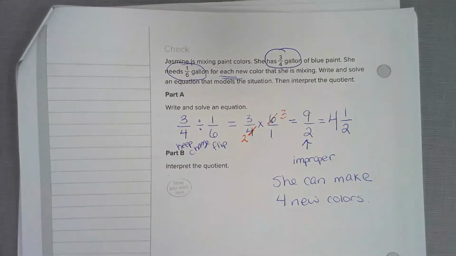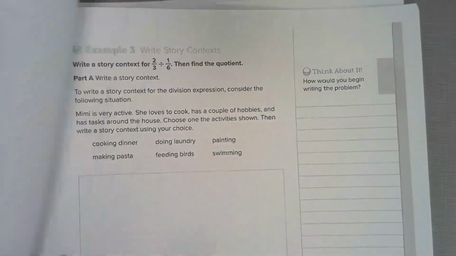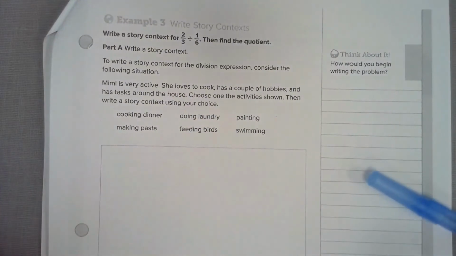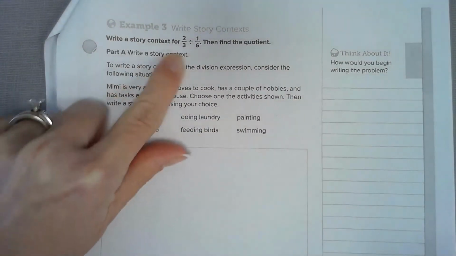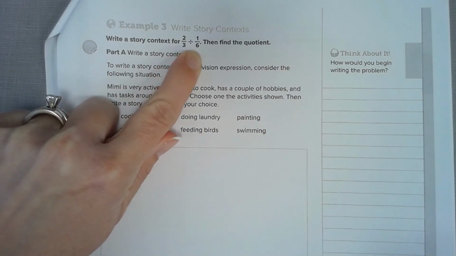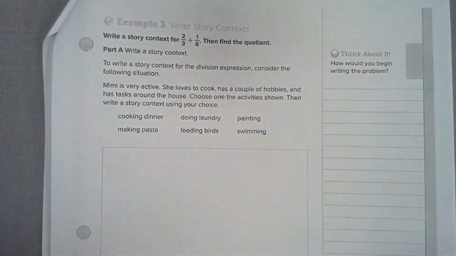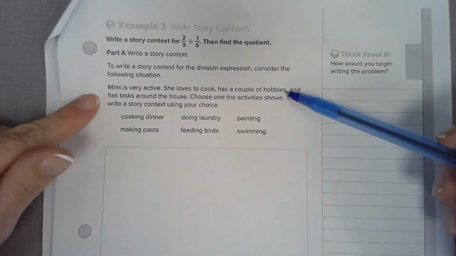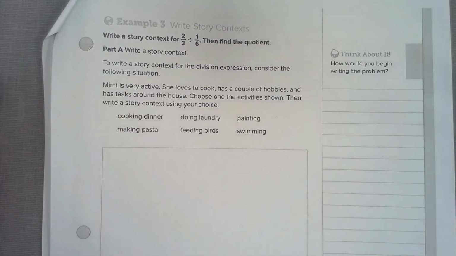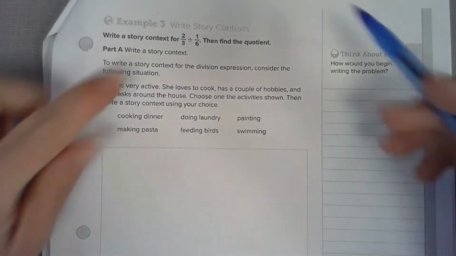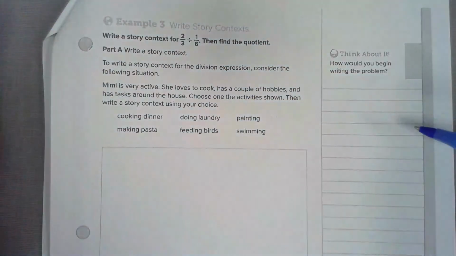Go ahead and flip the page. We're going to talk about writing story context. This is page 171. Write a story context for 2/3 divided by 1/6, then find the quotient. To write a story context for the division expression, consider the following situation, and then they even give you ideas right here, so you can make up your own. Even though our story may be different, we're all going to end up with the same answer because we're all using 2/3 divided by 1/6.